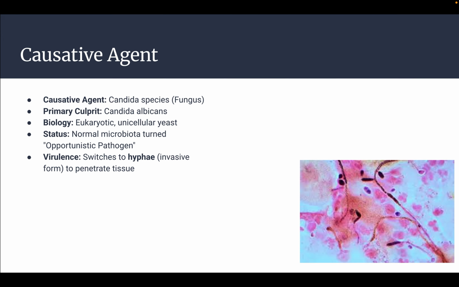One of the most amazing things about this yeast is it can change its shape. It goes from tiny round circles to growing long root-like structures called hyphae. These are like biological drills that allow the fungus to dig deep into our tissues. As seen in the picture below, I have a Gram stain of Candida.